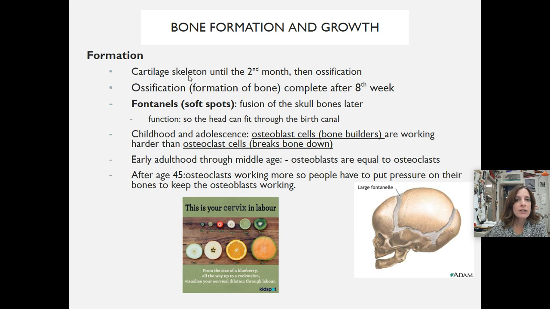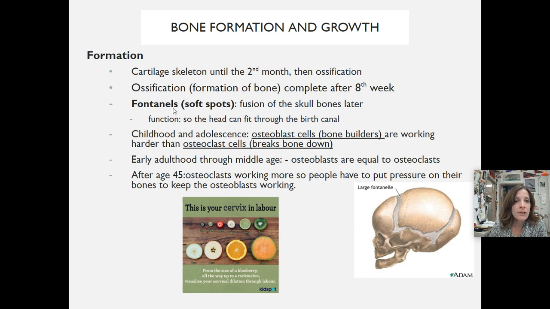Okay, so how do bones form and grow? When you are a wee little thing, you are made of cartilage, until the second month in your development, and then your skeleton ossifies. Ossification is just the formation of bone. So your cartilaginous skeleton turns into bone, and that happens by the 8th week.